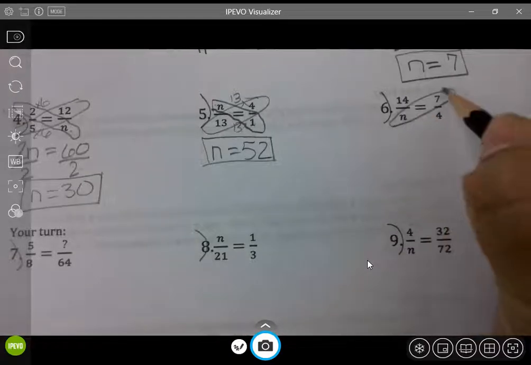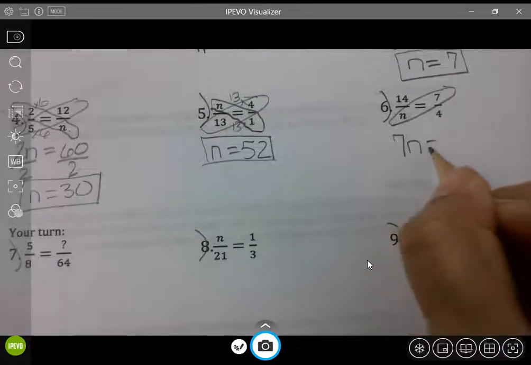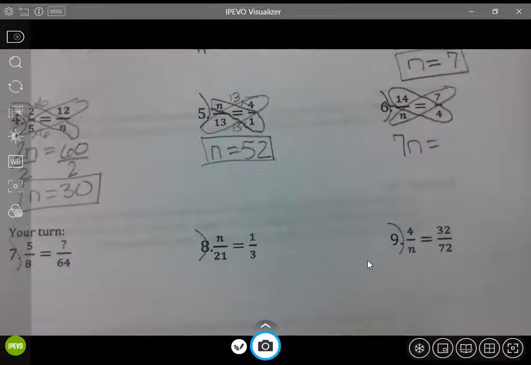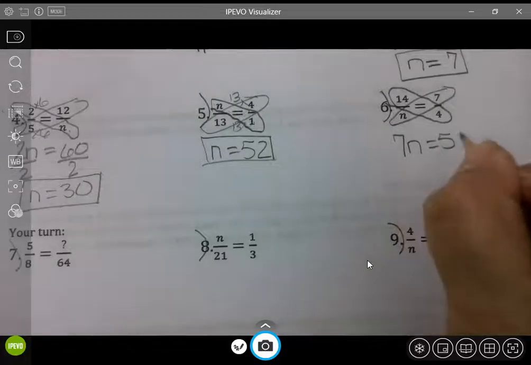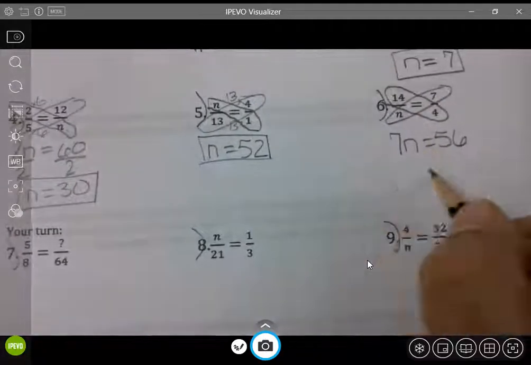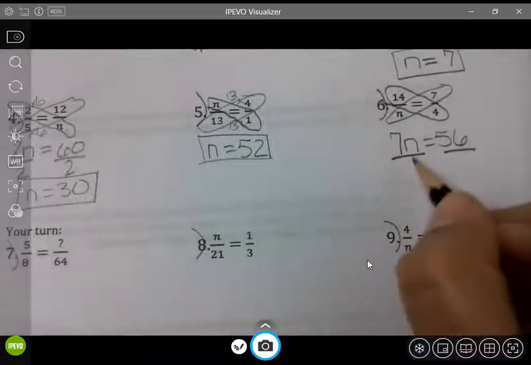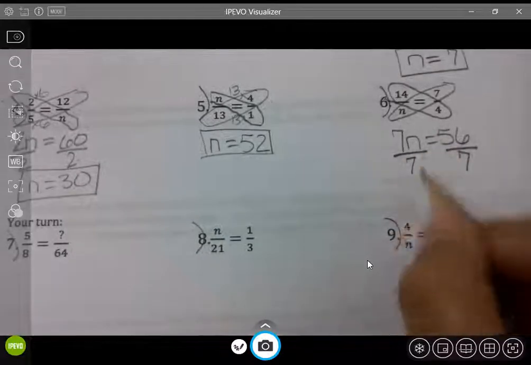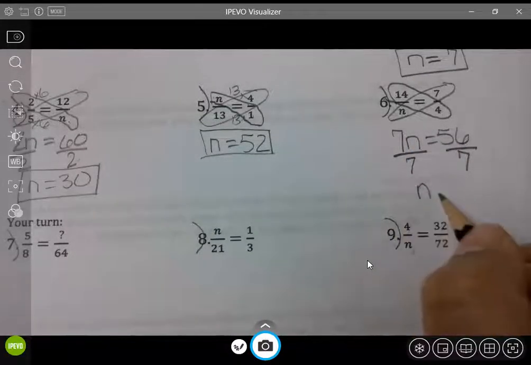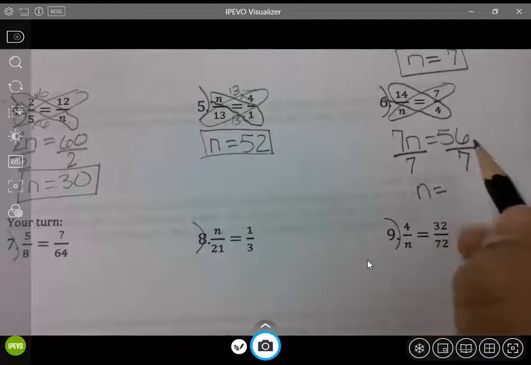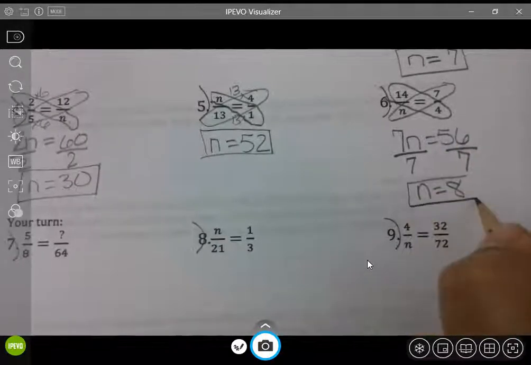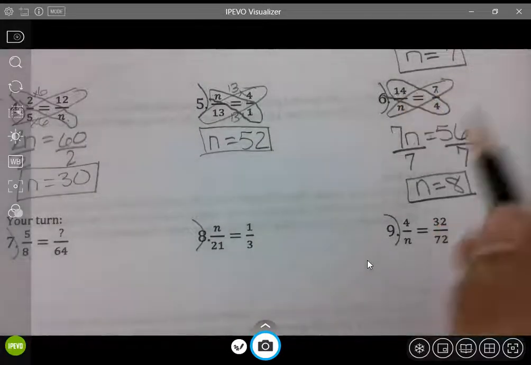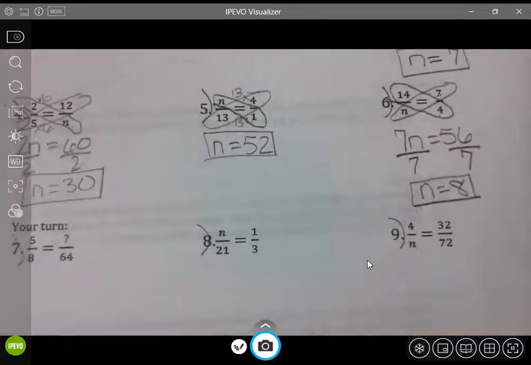Number 6. Do the one with the variable first. 7 times n, 7n. Whoops. 14 times 4, 56. Multiply, and divide. Divide by whatever number is with your n. There's a 7 with my n. I do it to both sides to keep it balanced. 7 divided by 7 is 1, leaves me just the n. 1 times n. 56 divided by 7, 8. And I can check. 7 times 2 is going to give me 14. 4 times 2 is going to give me 8.